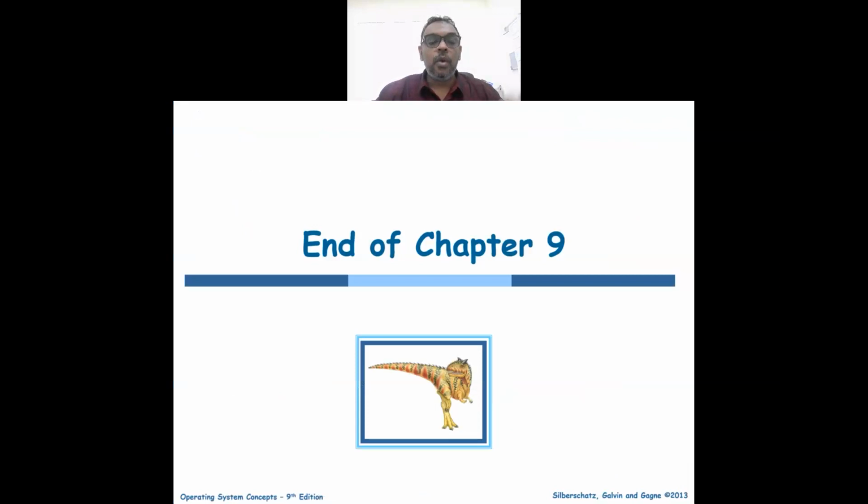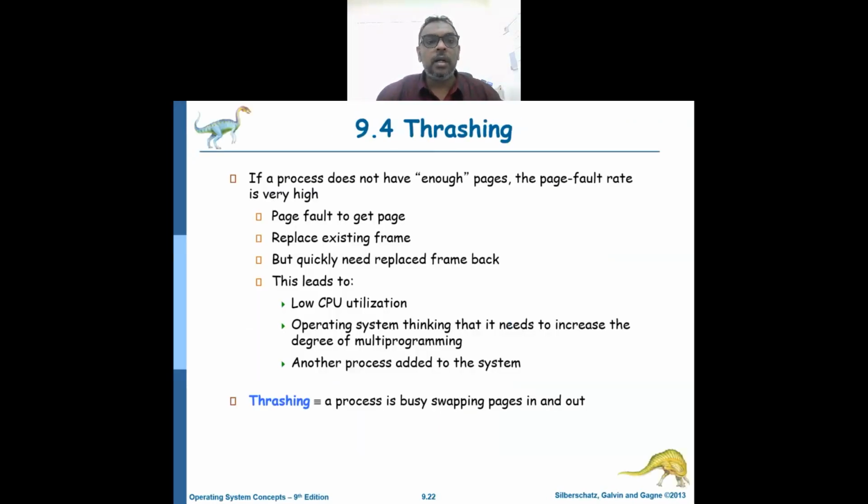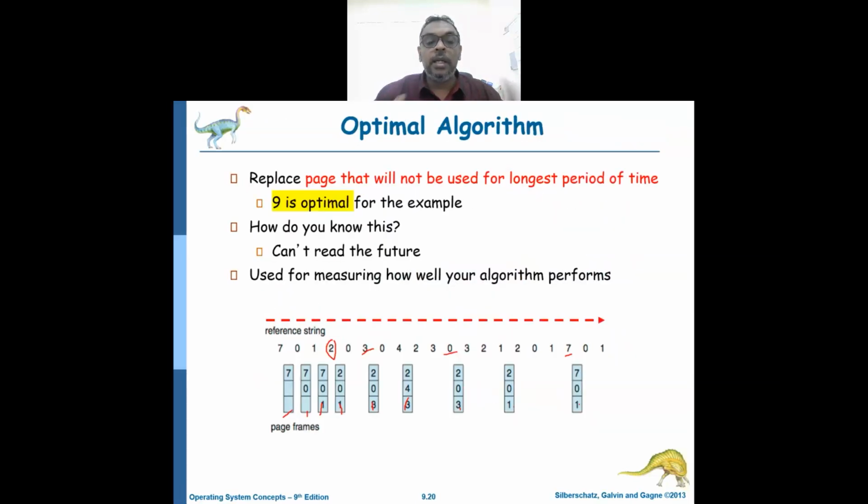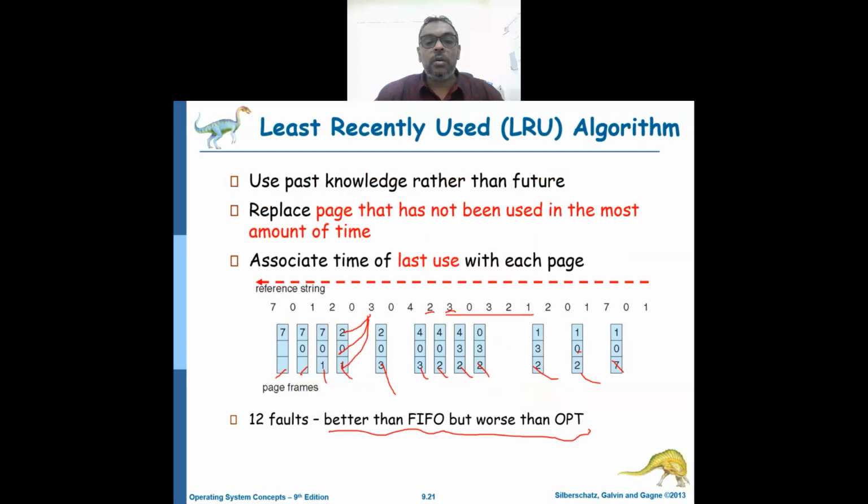Okay, I think that's all for today. Thrashing you can read on your own. It is just talking about replacement techniques only, and what you have to understand in this chapter is the last three calculations here: first in, first out, optimal algorithm, and least recently used.